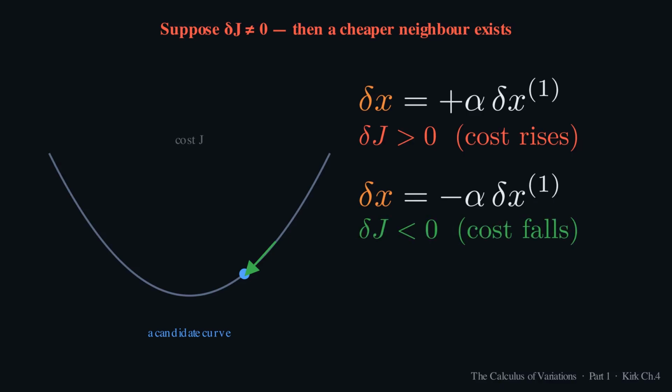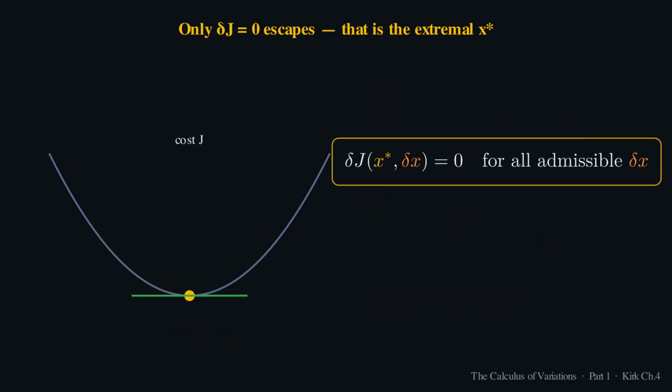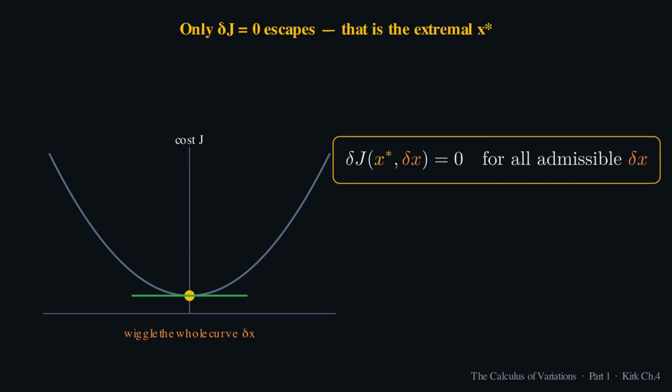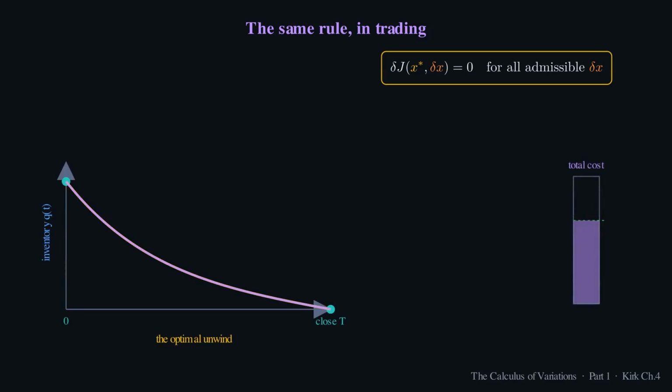Why exactly 0? Suppose it weren't. Suppose some wiggle lowered the cost. Then the opposite wiggle would raise it, which means the curve had a cheaper neighbor on the other side. It wasn't the best after all. The only way out is 0. In trading terms, at the optimal schedule, no first order reshuffle, selling a little earlier or later, can lower your cost. If one could, you weren't optimal.